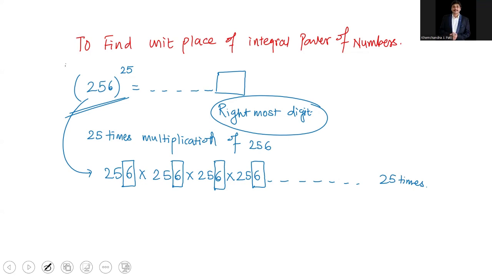So always keep this in mind. If you want to find the unit place of the integral power of any number, then the unit place of this expansion is always decided from the unit place of the base value. We studied this in our school days. This 256 is known as the base, and this 25 is known as the power. So how can we deal with this particular situation? For better understanding, I divided this into three cases.